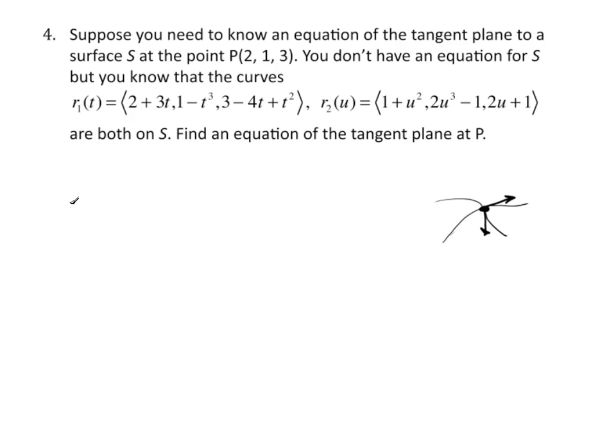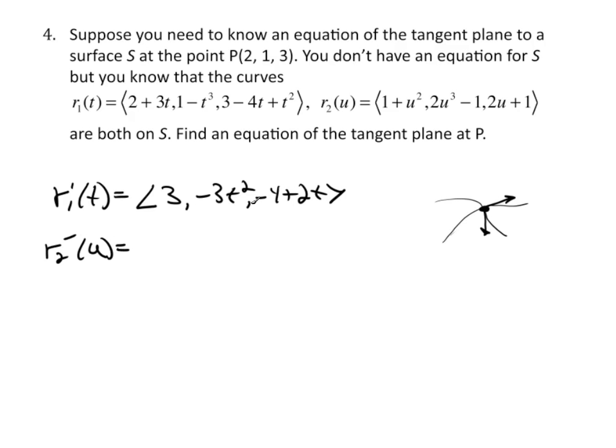So first thing I need to do is take the derivative. I'm going to take r1 prime of t, which is going to be, let me see here, (3 minus 3t squared, minus 4 plus 2t). And r2 prime of u is going to be (2u, 6u squared, and 2).